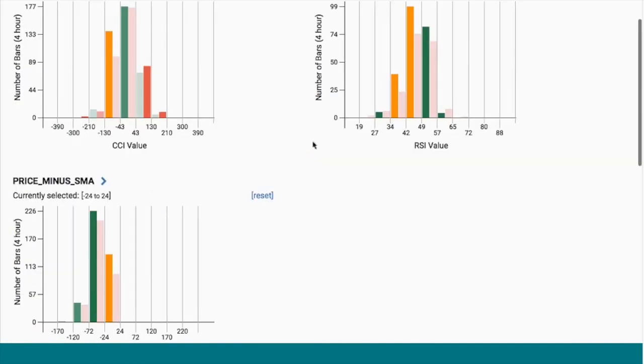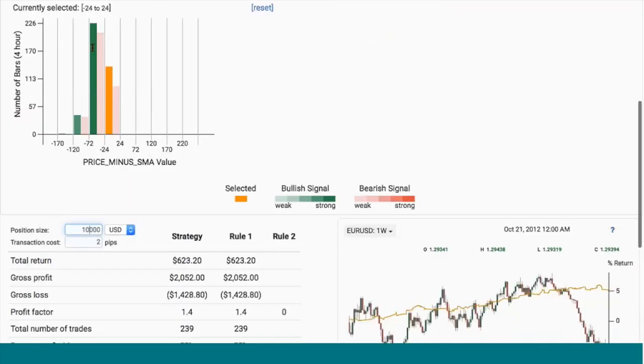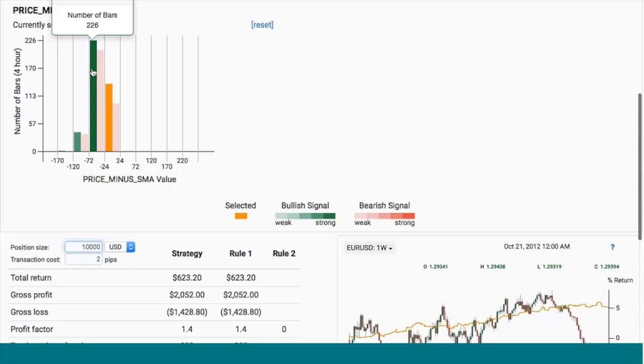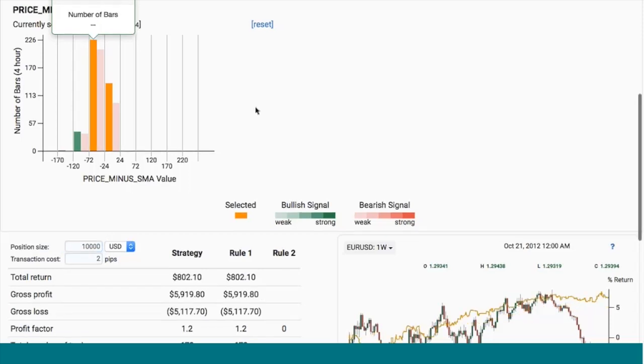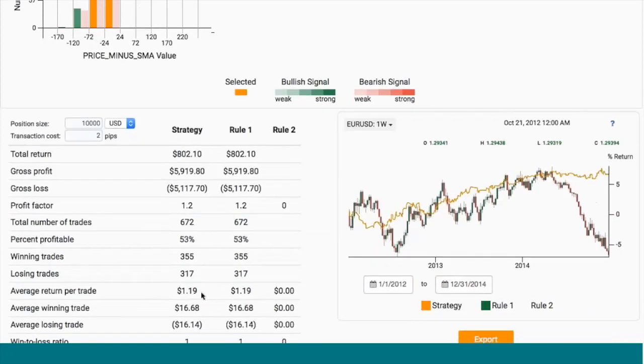Just a question on the curve, the price minus SMA. Why didn't you pick the other one that's the dark green color? Yeah, so we can play around with the strategy as well. It seems like we have a strong signal strength. So if we select that as another condition, it looks like our return did go up to 802. I see the return per trade went down pretty significantly. So that's really what I like to optimize for.